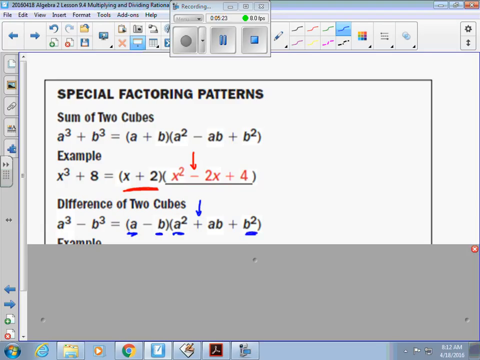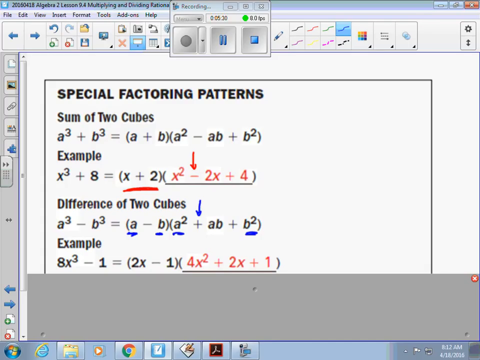8x cubed minus 1. This is the difference of two cubes, because you can cube something and get the number 8. You can cube the number 2. So notice in your first binomial, it says 2 times x, because you can cube the number x to get x cubed. And you can cube the number 1, or you could multiply it by itself 3 times. You can cube the number 1 to get 1.